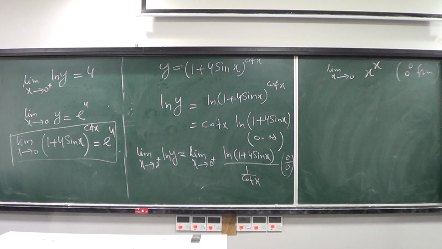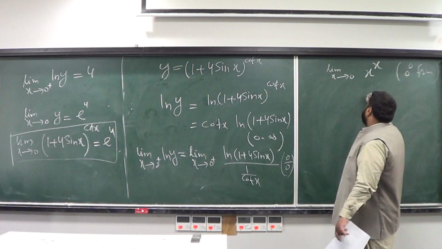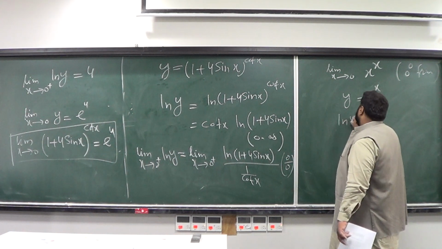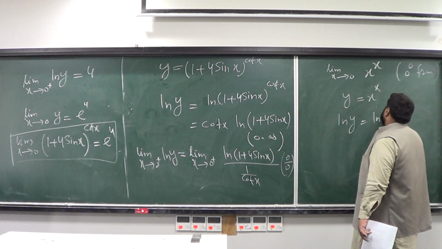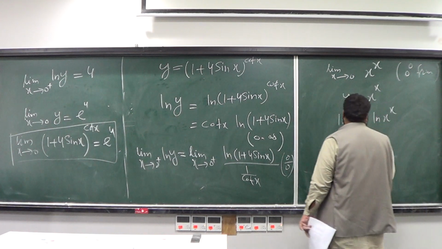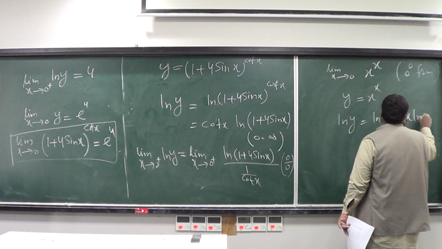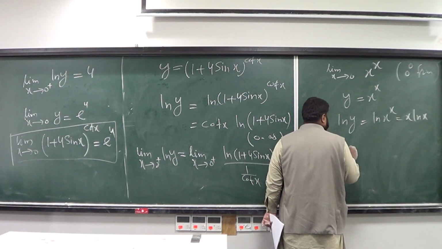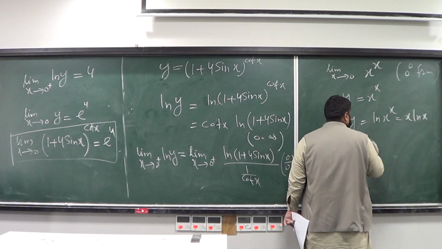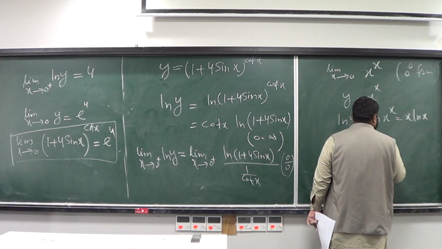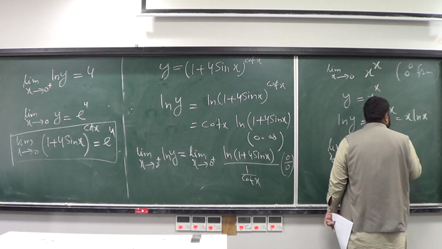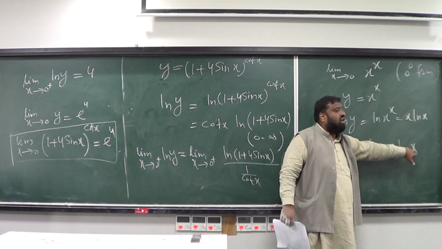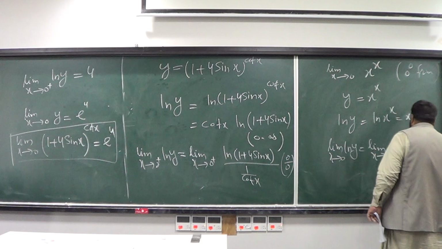So what would be the trick to do? Take this x power x, give it a name y. Take log y, which is going to be log of x power x, and this will be equal to x log x. And in this, take limit x goes to 0 of log y. This would be a new form: 0 multiplied by log 0. So this is like a 0 by infinity form.